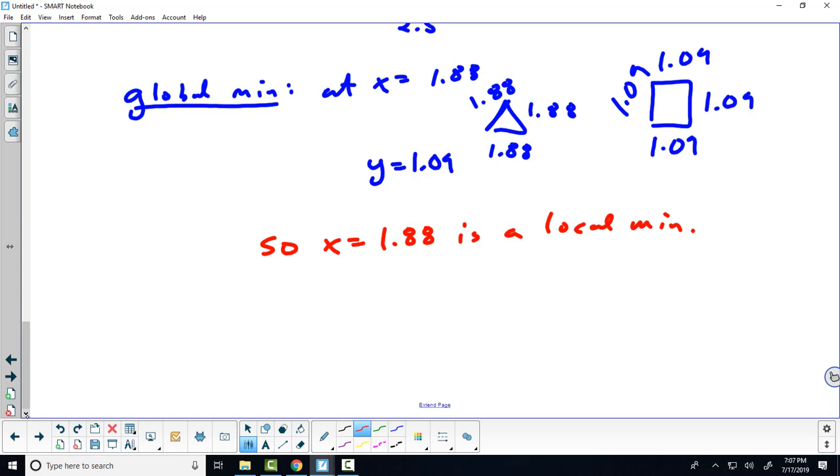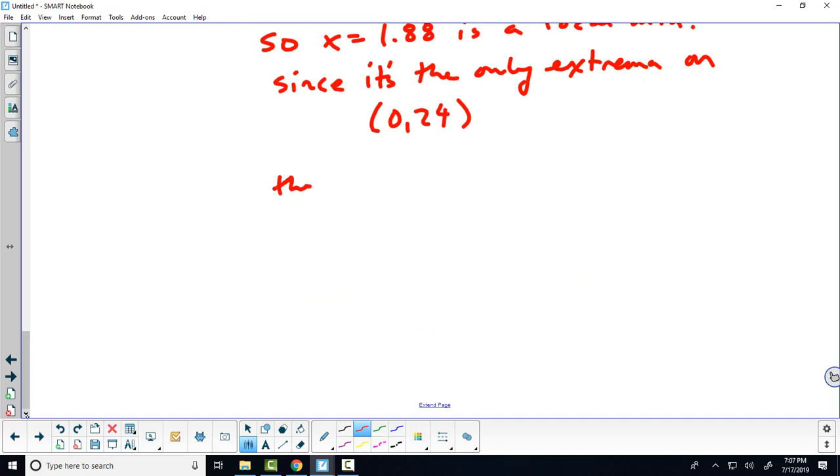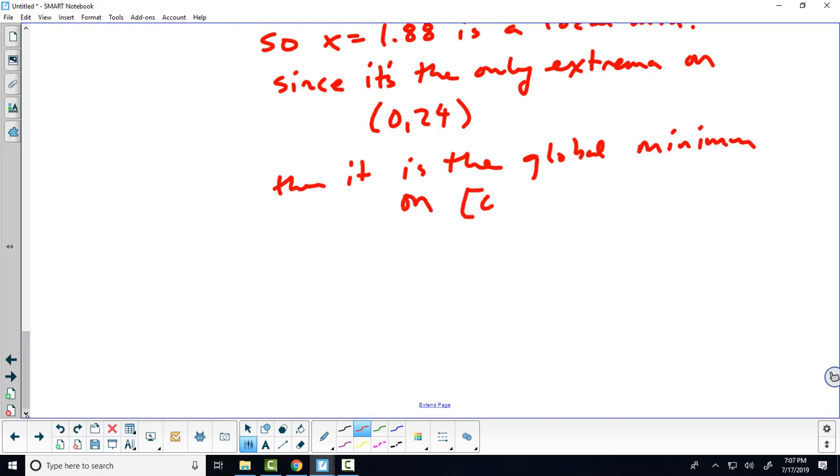Okay? I want to say what? That it's the global minimum. And up until we had this theorem, what did we have to do to be sure that it was a global minimum? We had to check the endpoints. But since it's the only extrema on the interval from 0 to 24, then it is the global minimum on the closed bounded interval 0 to 24. The global minimum can't be at an endpoint. Okay.